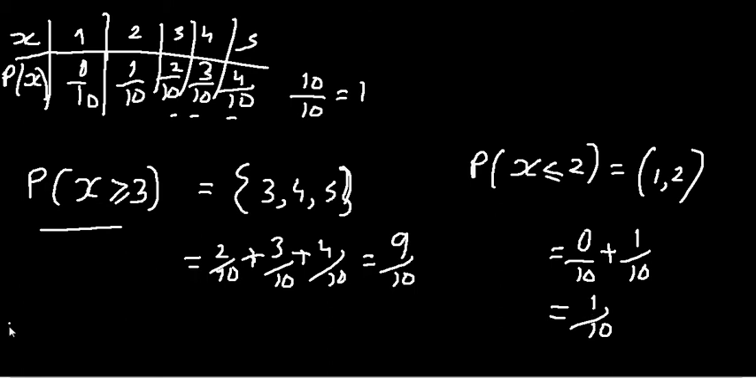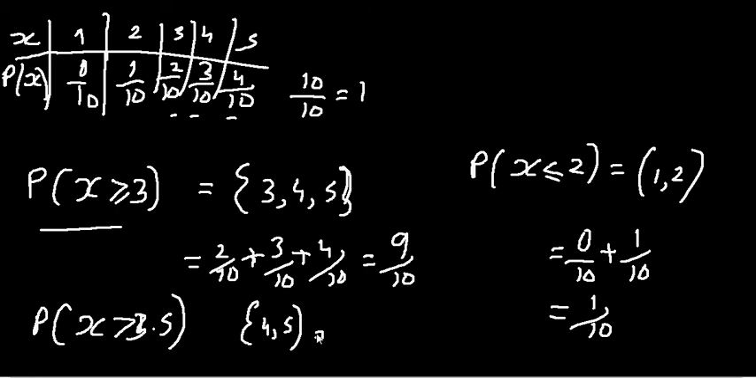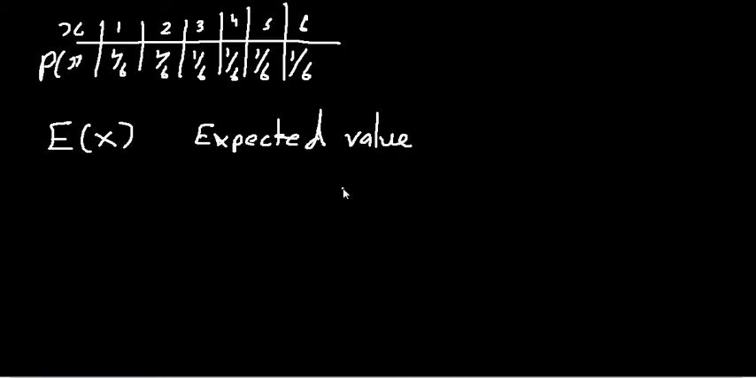Alright, sometimes just to throw you off, they could ask questions like this: probability of x greater than 3.5. So you don't consider 3, you only consider the ones that are above 3.5, which is 4 and 5. So the probabilities of 4 and 5 is 3 over 10 plus 4 over 10, which is equal to 7 over 10. Good. Now we'll look at something called the expected value or the expectation value.